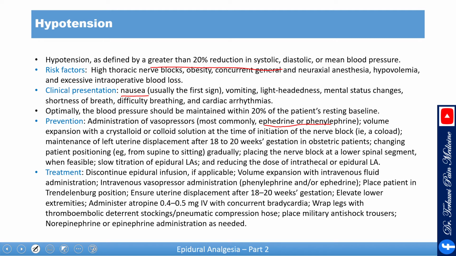elevate lower extremity. That's a very often forgotten technique if you have an emergency, mainly with spinal anesthesia, and you are in a low-resource setting. You don't have what you need. So you can even ask the surgeon to elevate the leg, give atropine, wrap up the leg, etc.